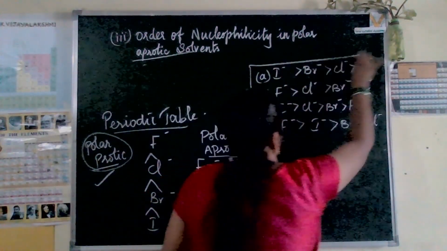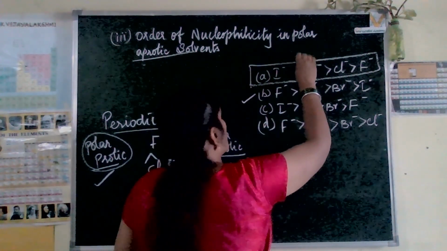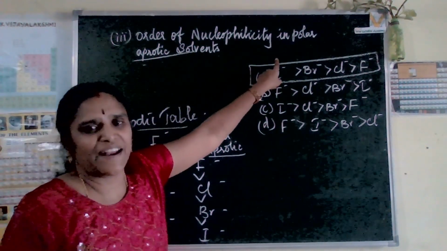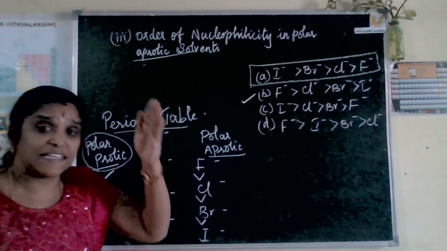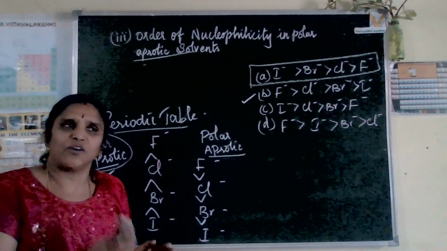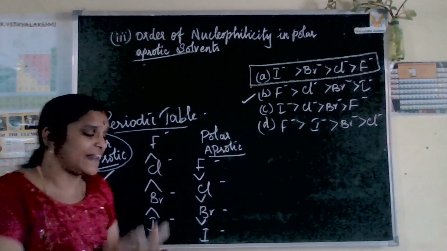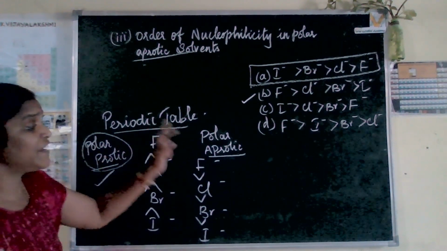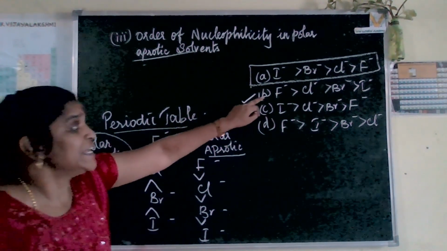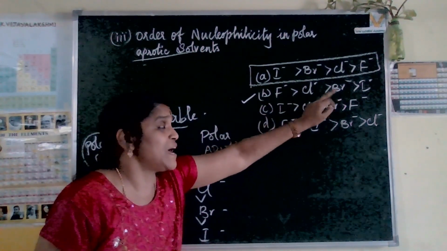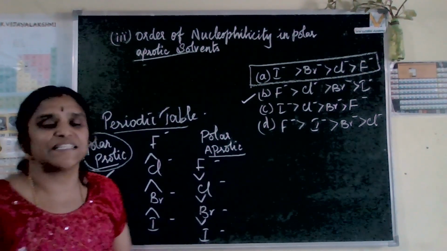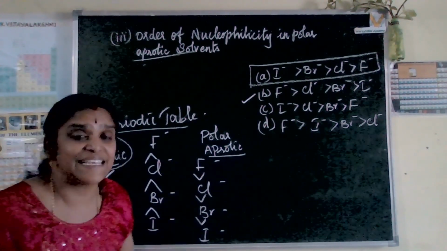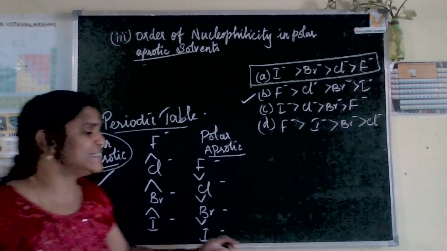The other option will come for polar protic solvent. Suppose they are asking about a polar protic solvent, you can identify that as the correct answer. Why? As it is coming down the group, the nucleophilicity order will be increasing. So this might be correct for polar protic solvents. When it comes to polar aprotic solvents, F is greater than Cl is greater than Br is greater than I. Why? Because in the periodic table, as it is coming down the group, the nucleophilicity will be decreasing in order.